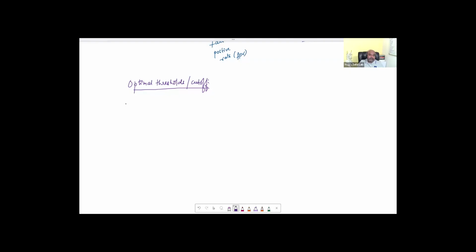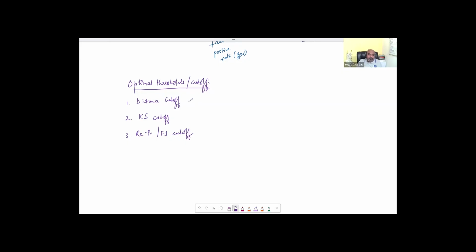Now there are a couple of methods here. First, it is known as distance cutoff. The second method is KS cutoff. The third method is the precision-recall cutoff or F1 cutoff. Now let us try to understand what these are.